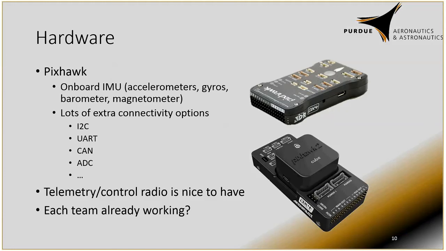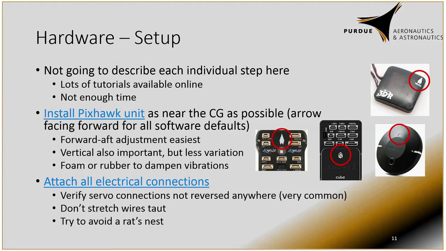Lots of extra items, I2C, UART, CAN bus, and an analog to digital converter, along with several others that you can play around with if you feel like it. And then the telemetry and control radio, which talks to your ground control station. Very nice to have, almost required, I think, for all of the groups and the missions that they're carrying out. And pretty sure all the teams already have these, at least some semblance of this up and running, which is excellent to hear. So I'm obviously not going to describe each individual step of the hardware setup here, but we'll go through some common sticking points, or some issues where people end up in some easily fixable spots, but may not realize it at the onset.